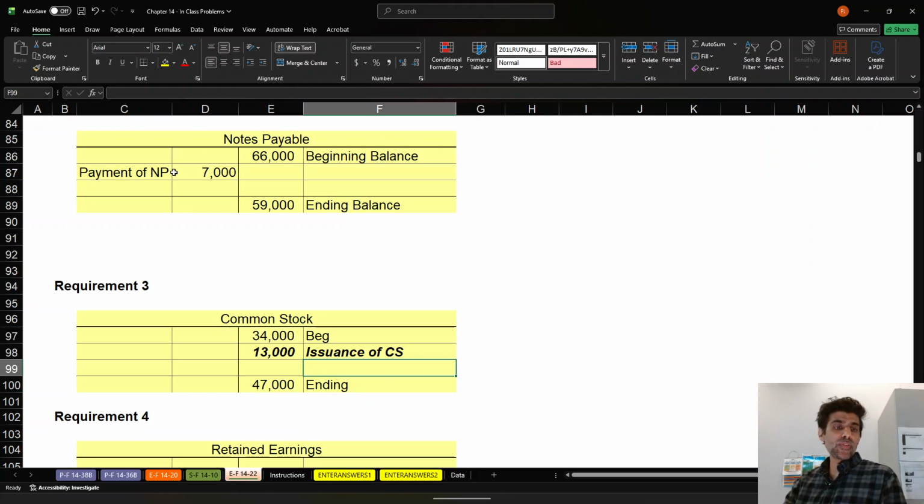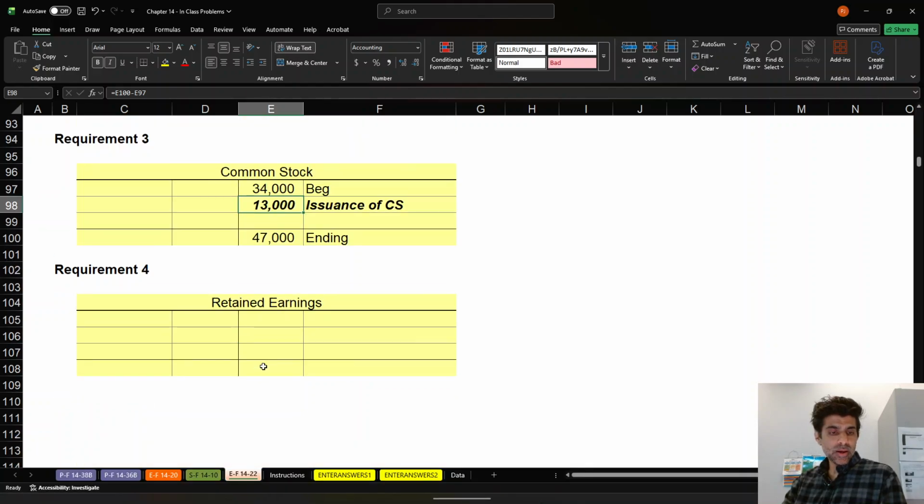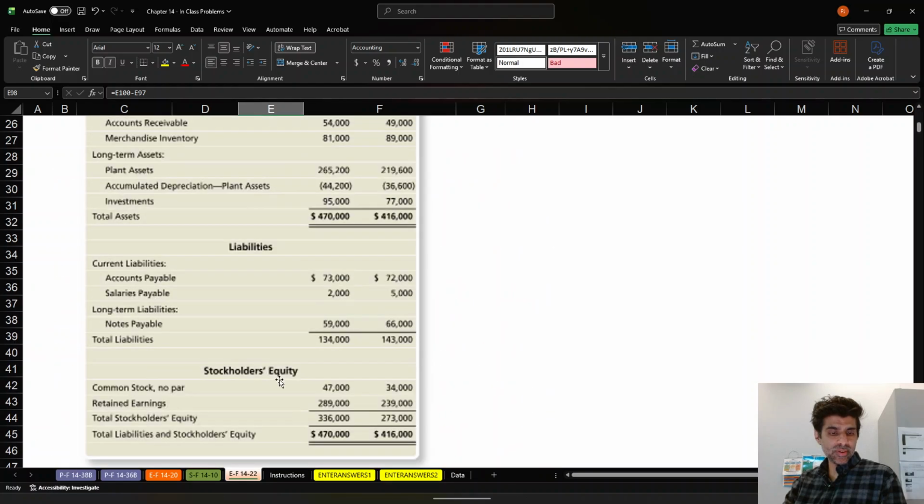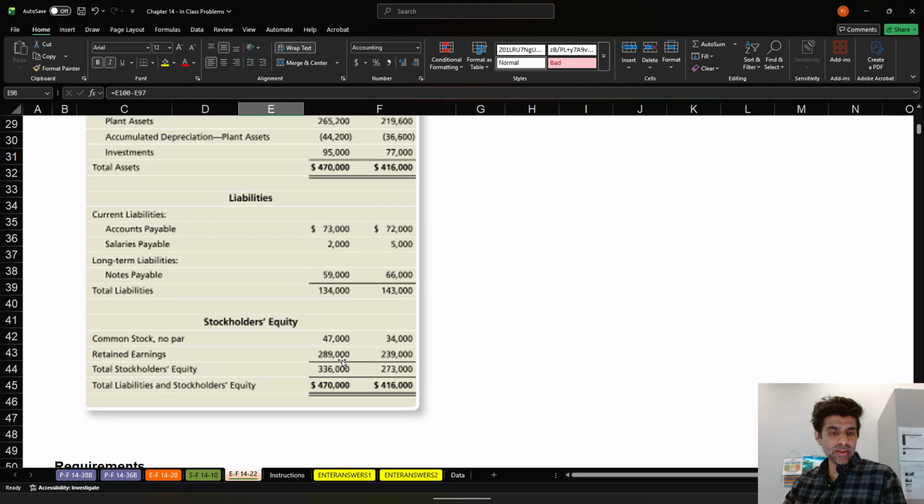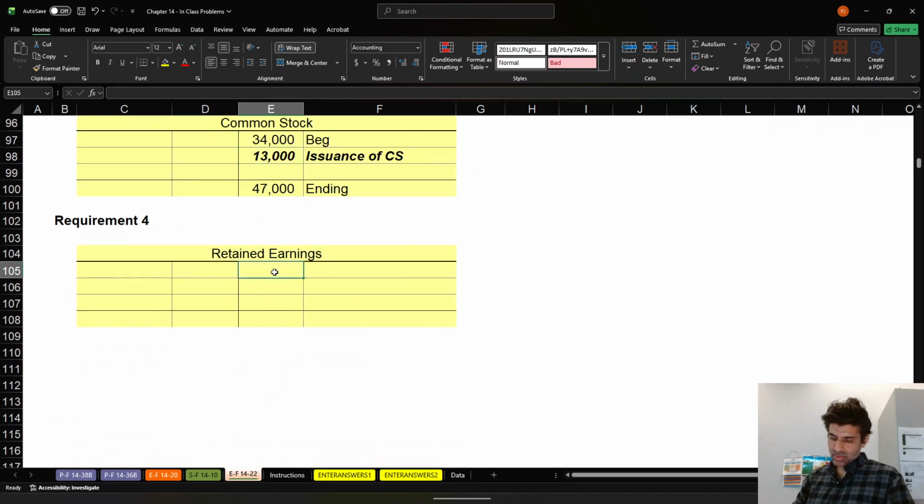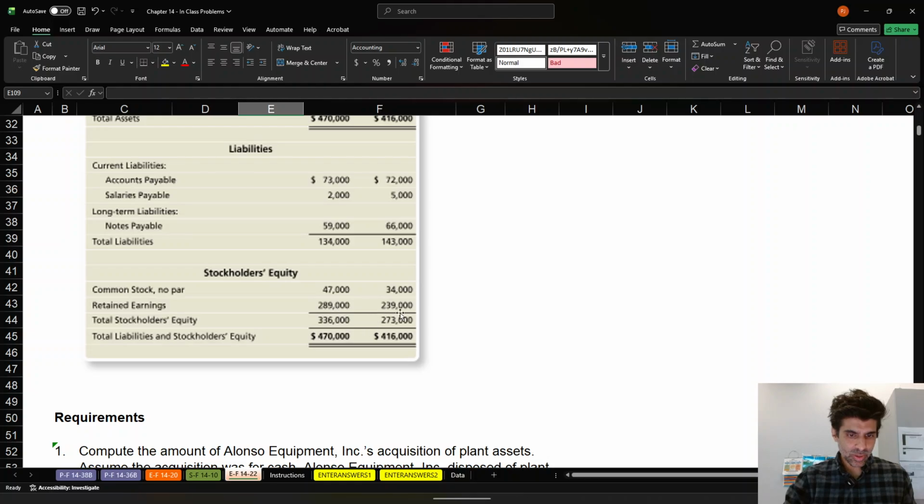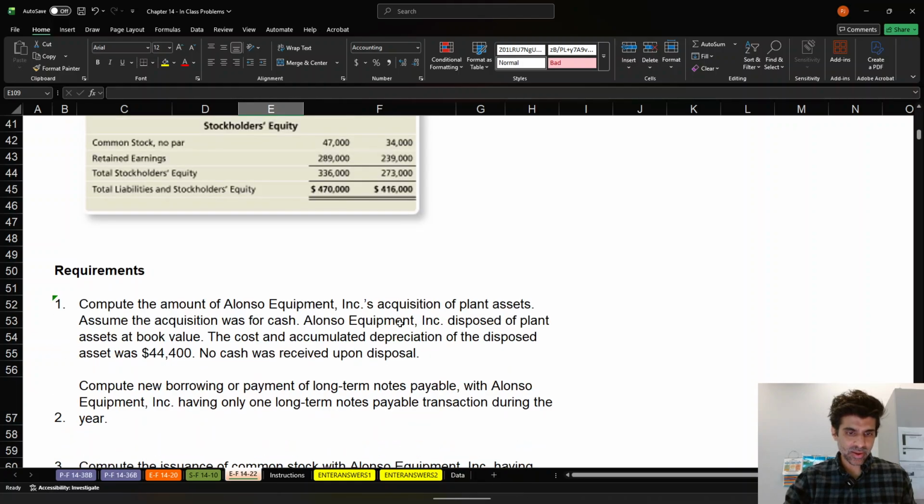We're going to have an outflow of 7,000 from payment of notes payable, an inflow of 13,000 from issuance of common stock. And then finally, retained earnings. We have retained earnings, ending balance 289,000, beginning 239,000. So let me put this in here. 239 and 289. Is that right? 239 and 289. Okay.